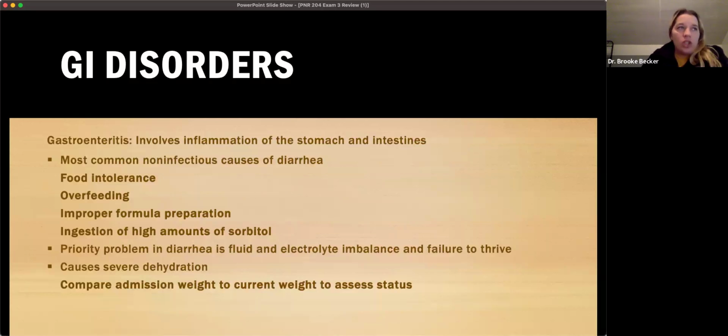Gastroenteritis, so this is an inflammation of the stomach and the intestines, usually caused from eating some poorly prepared meal, okay, or not totally cooked meal, or overeating or not mixing the formula correctly can cause GI stuff. But there's also viral illnesses that can cause gastroenteritis. So these kids a lot of times are going to be vomiting and having diarrhea. Because kids are having diarrhea and vomiting, you get worried about electrolyte imbalances.